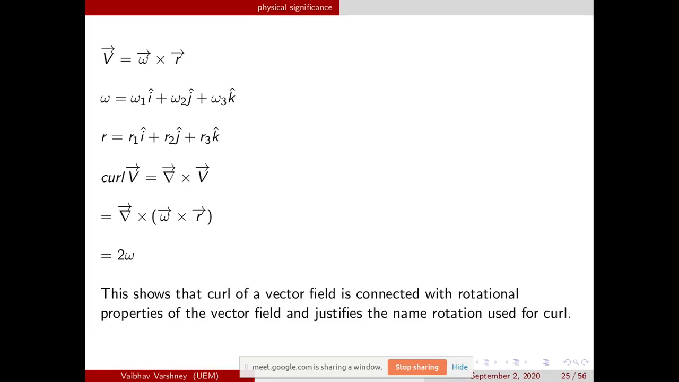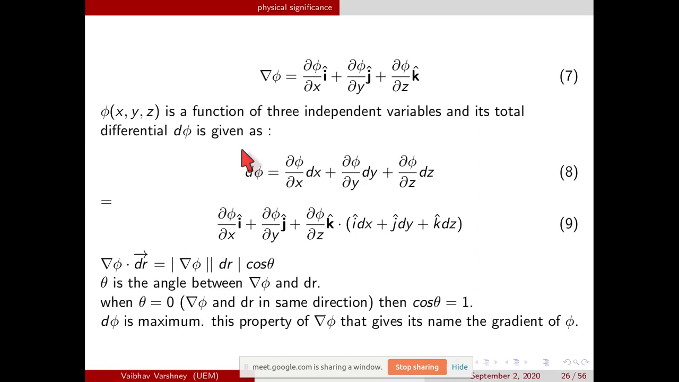Okay. So the one mistake I made is that I forgot to write one more term: r1, r2, r3 basically means x i cap, y j cap plus z k cap. So today we will do these sums. So the physical significance is clear, na?